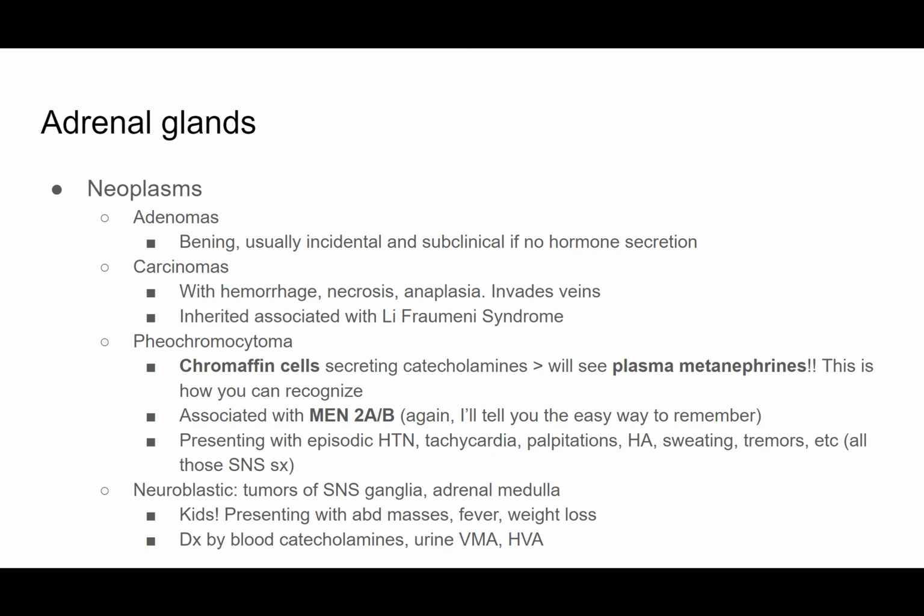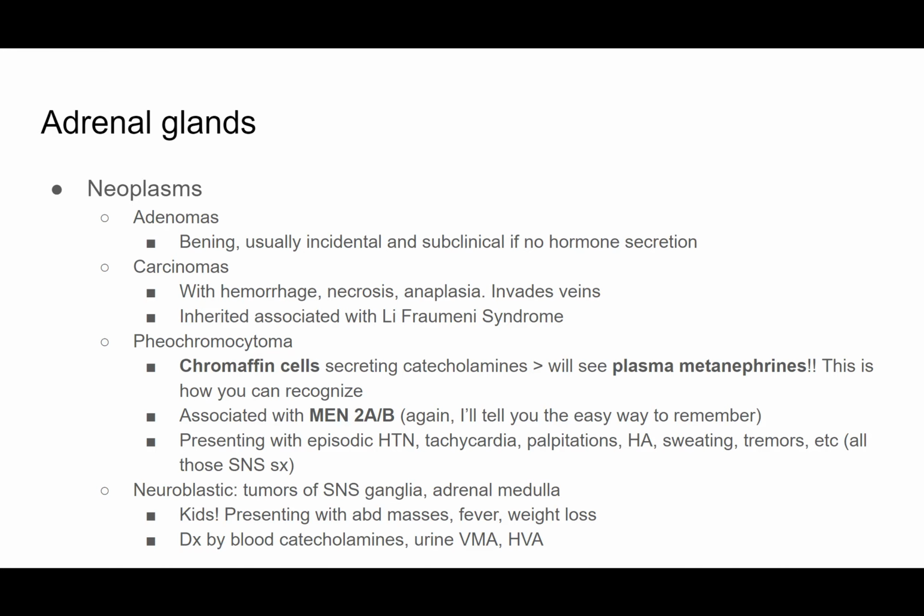Okay, neoplasms. Adenoma, benign. We talked about that before. So carcinomas are associated with hemorrhage, necrosis, anaplasia, and they invade the veins. The biggest thing I could identify on here is that if it's inherited, it's associated with Li-Fraumeni syndrome.